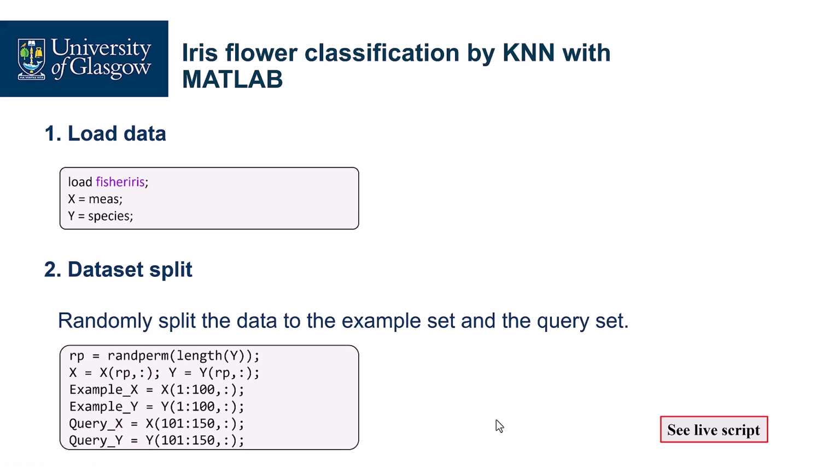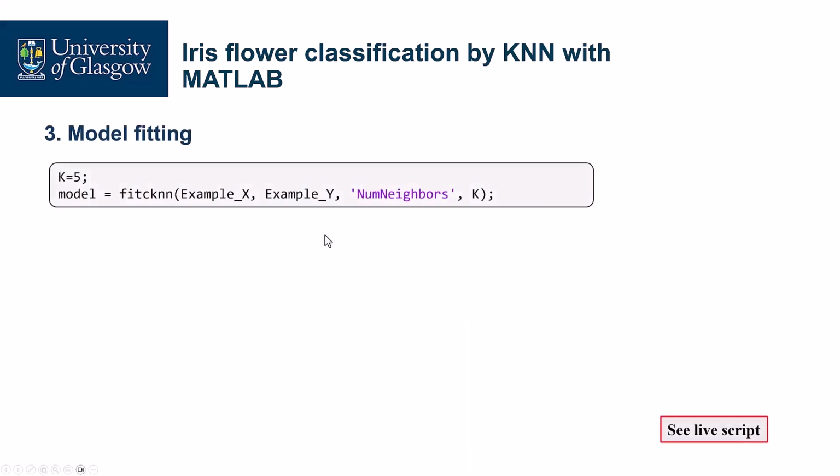In MATLAB, there is a built-in function we call fitcknn. This function will provide us a KNN model. The syntax is: the first argument example X, example Y, and then the number of neighbors, K. I set K equals 5 here, and you can set other values. After this command, we have a model. This is a KNN model, right? This KNN model can be used for prediction.